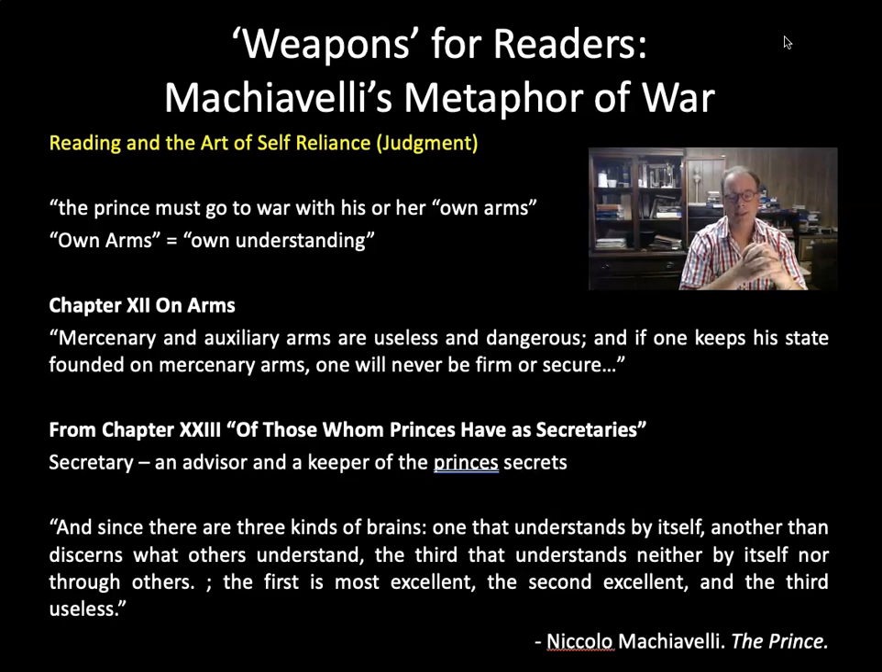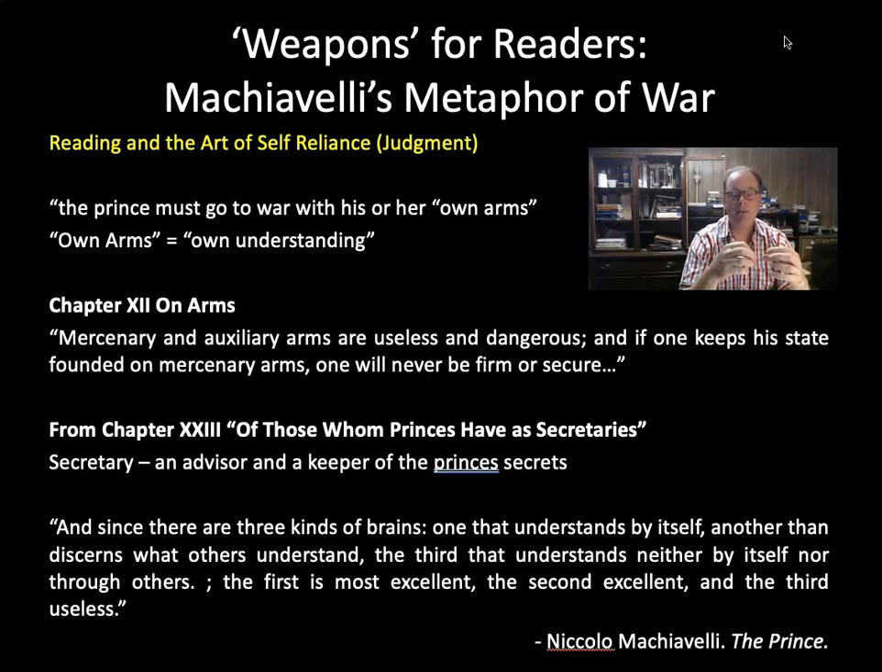And he says princes, when they go to war, they should always do it with their own arms, right? Because you can trust your own arms more than you can trust mercenaries. People just fight for money. So when there's no money, they don't care about the war anymore, right? He says you have to fight with your own arms, right? Weapons for readers. Arms are weapons, right?